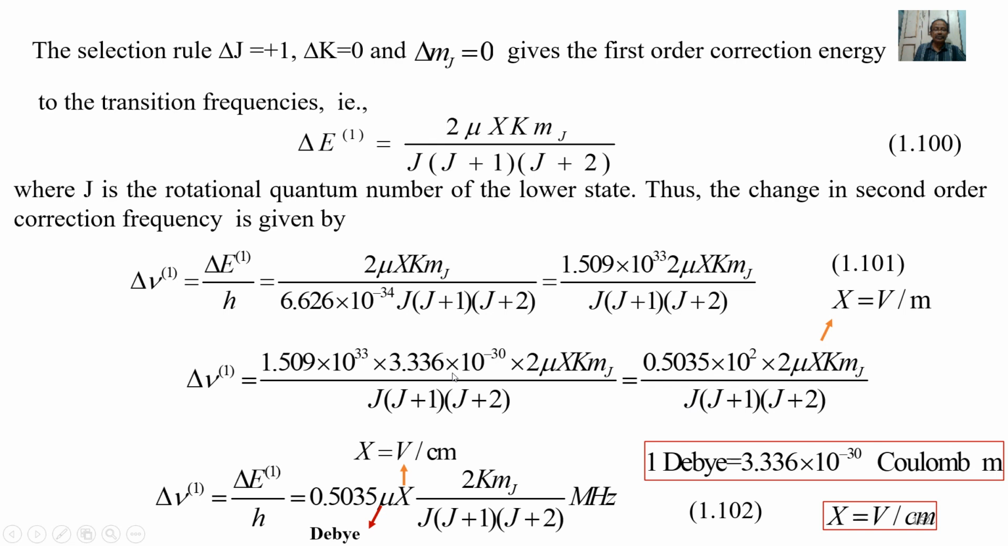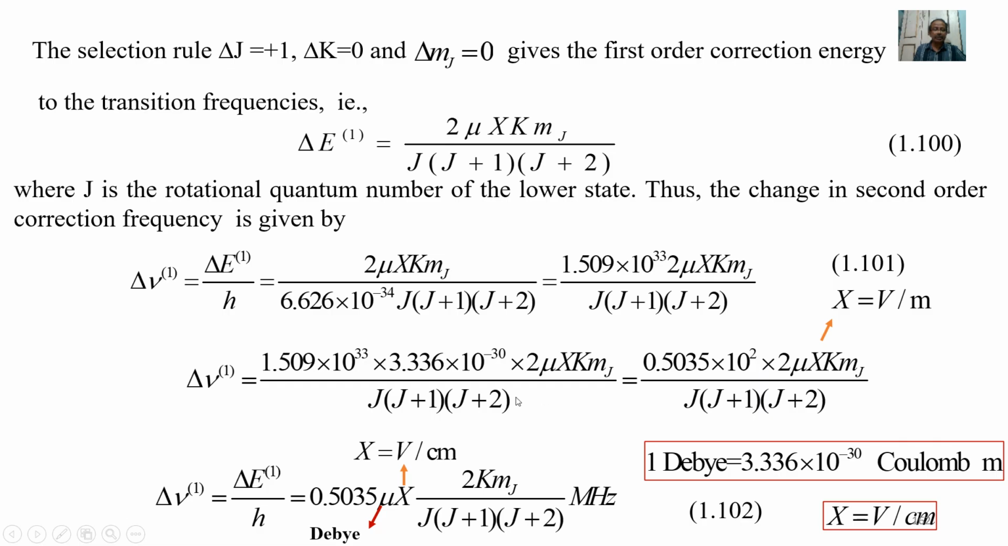So that will give us 1.509 multiplied by 10 to the power 33, which is nothing but 1 by h multiplied by the conversion of Debye, which is equal to 3.336 times 10 power minus 30, multiplied by 2 mu. So now this mu becomes in terms of Debye. So x times k mj. But here x is nothing but volt per meter. So we have to convert this one to volt per centimeter. For that, what we can do is we just multiply by 10 power 2.